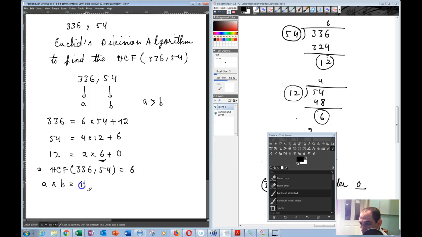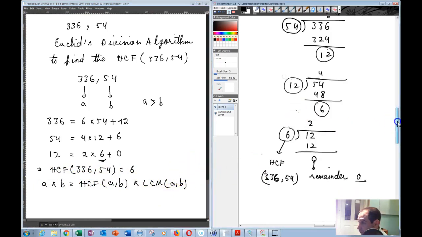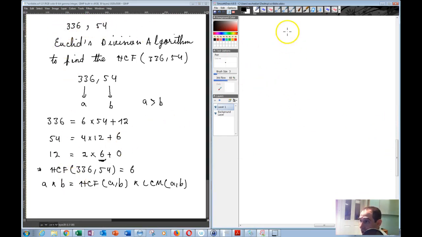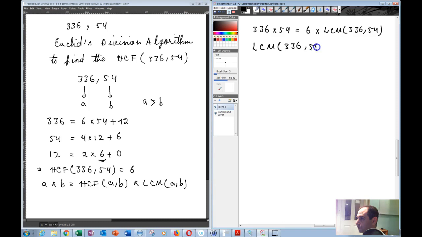Now you can use the relationship A times B is equal to the HCF of A and B times the LCM of A and B to find your LCM, because you know your HCF and you know the two numbers. So I write 336 times 54 is equal to the HCF, which is 6, times the LCM of 336 and 54. That means the LCM of 336 and 54 is equal to 336 times 54 divided by 6.